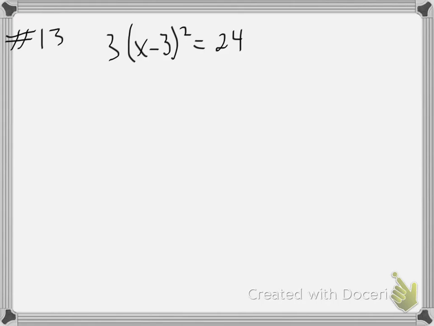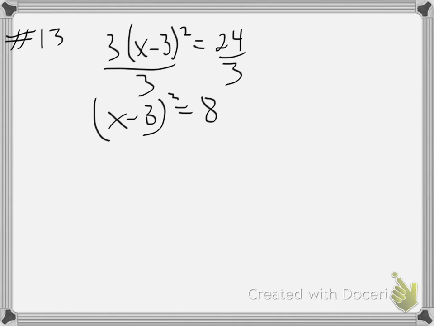And so I'm going to divide everything by 3. This is what a lot of people forgot to do. They try to square root first. You got to divide by 3, so x minus 3 squared is by itself. Now I can square root. I'll change that to this. And you know I want plus and minus because I'm square rooting it.